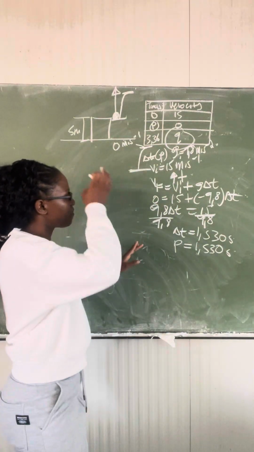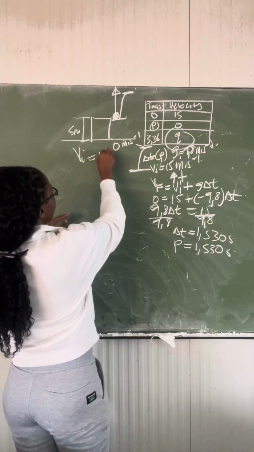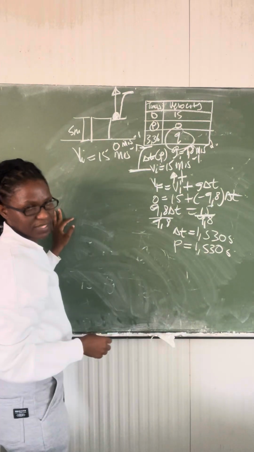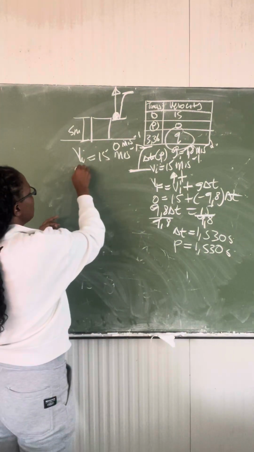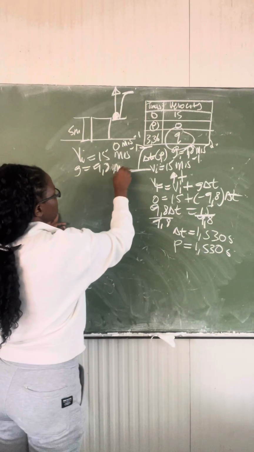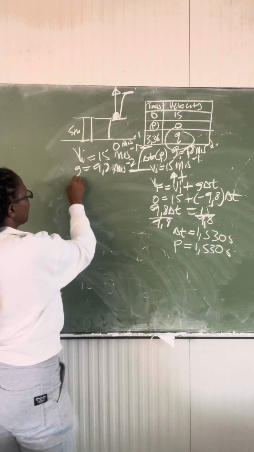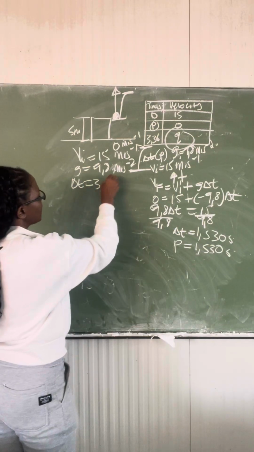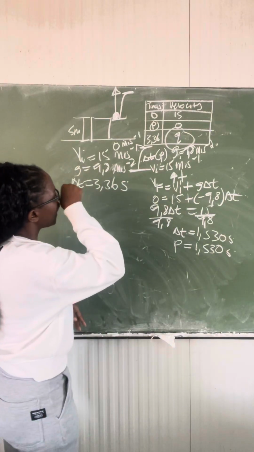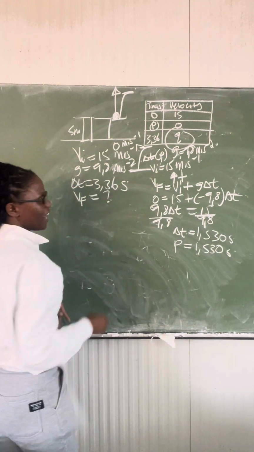So we've got a lot of information. What are we having? We've got the initial velocity, which is at the starting point. It's 15 meters per second that we know. And then again, we've got our g of 9.8 meters per second squared. And then again, what are we given? We are given delta t, which is 3.36 seconds that we know. And then again, what is it that we are looking for? We are looking for the final velocity.